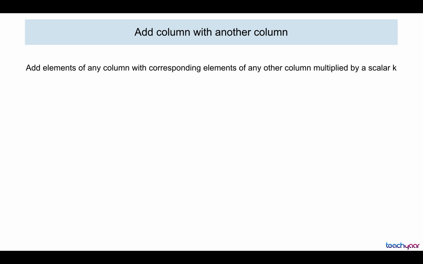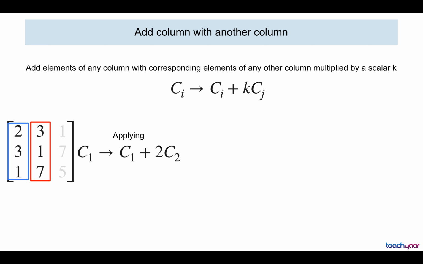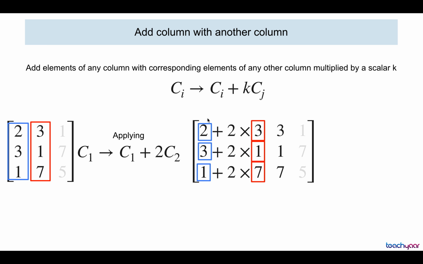And the same can be done for columns. So column i is column i plus k times column j, and actually it's very easy to visualize the case for the columns, because now you have these columns. So let's do the same thing. Say the first column, and you want the first column now to be the first column itself plus 2 times the second column. So 2 plus 2 times 3, 3 plus 2 times 1, 1 plus 2 times 7. You can see it's the first column, it's the second column. That's why I said it's easy to visualize this case for columns.